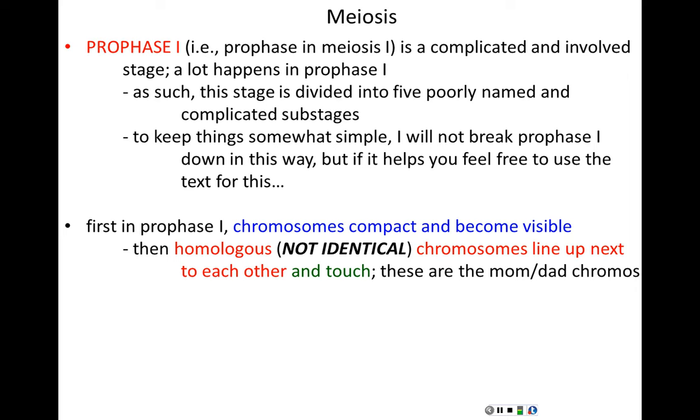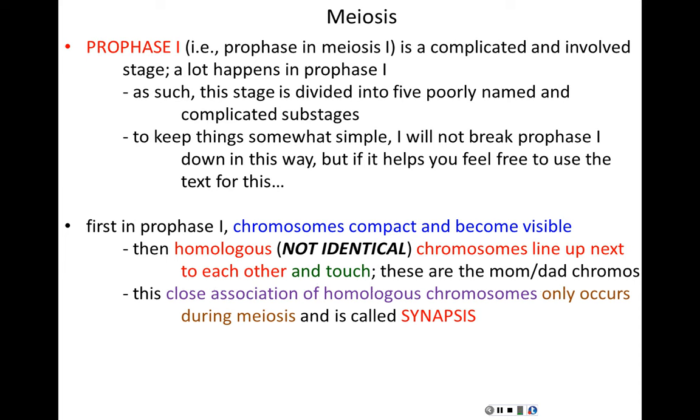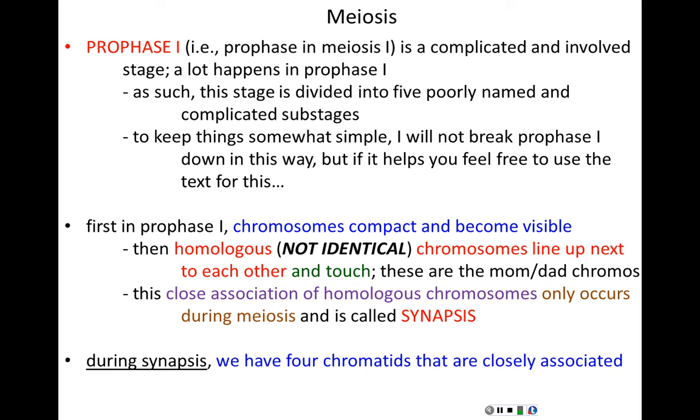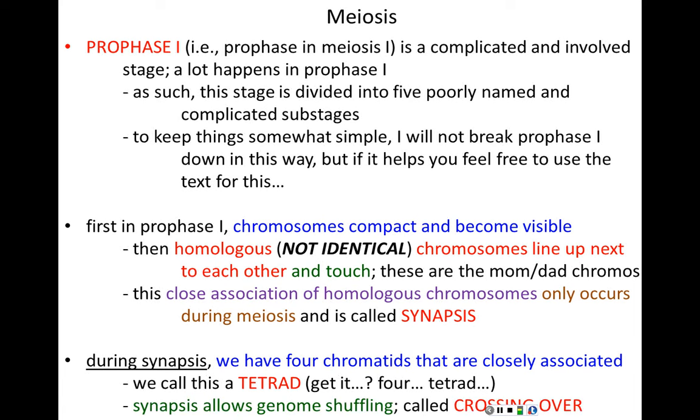These are the homologous chromosomes, one from mom and one from dad. It's this close association of homologous chromosomes that occurs only during meiosis, because in mitosis they're single file, and this close association is referred to as synapsis. Synapsis only occurs in meiosis I. During synapsis, when these homologous chromosomes are touching next to each other, we have 4 chromatids that are very, very similar, if not identical, closely associated with one another, and we call this structure a tetrad. Tetra for 4. Get it? Tetrad. A tetrad is 4 chromatids side by side.